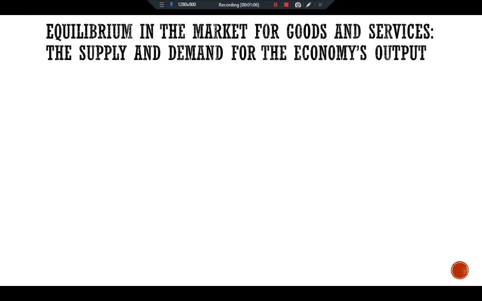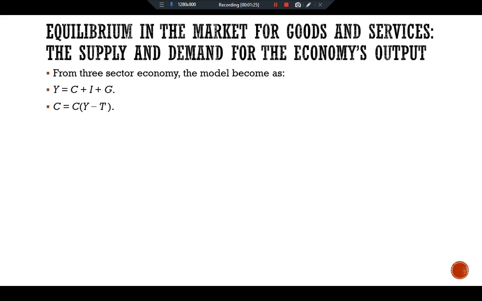Okay, equilibrium in the market for goods and services, the supply and demand for the economy's output. We have a three-sector economy in our circular diagram. So from the three-sector economy, the model becomes Y = C + I + G, where C = C(Y - T), I = I(r), G = G bar, and T = T bar.